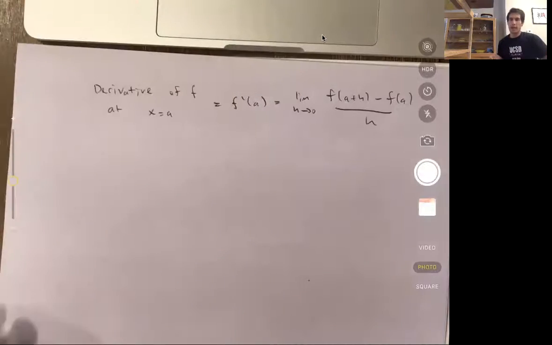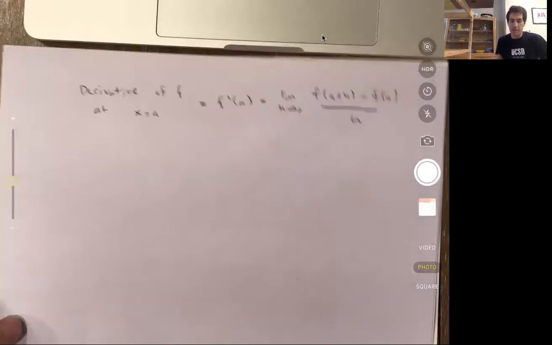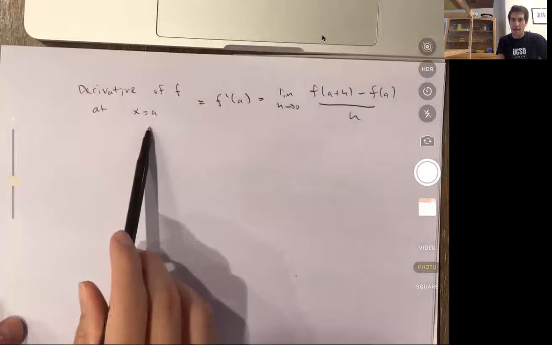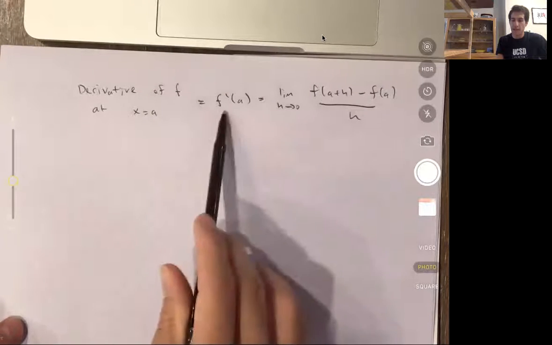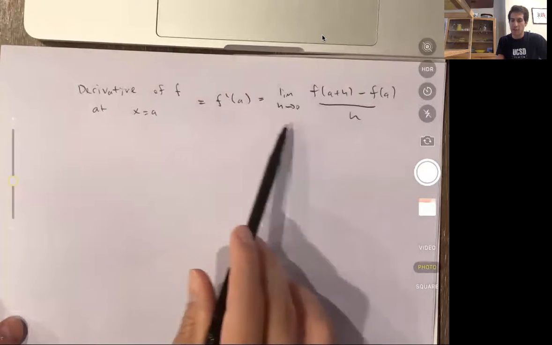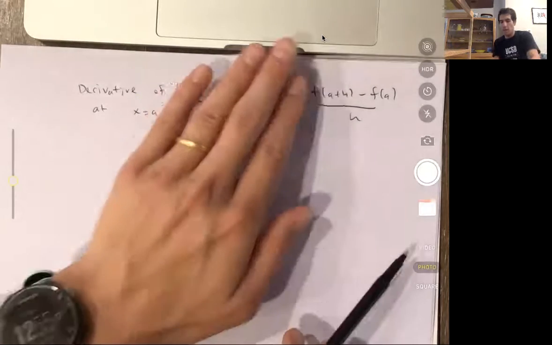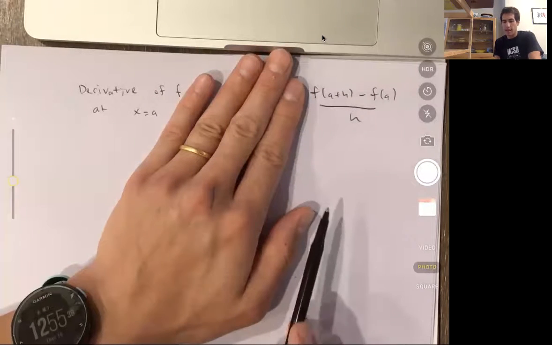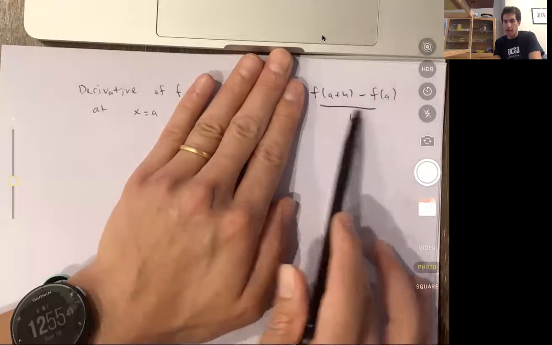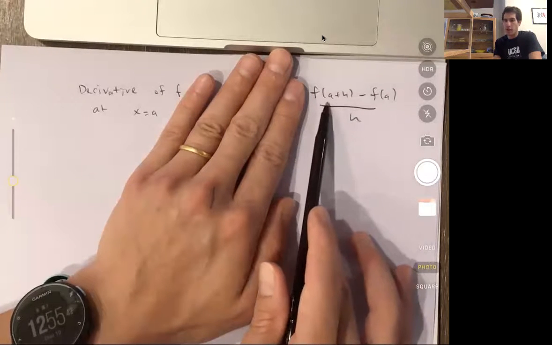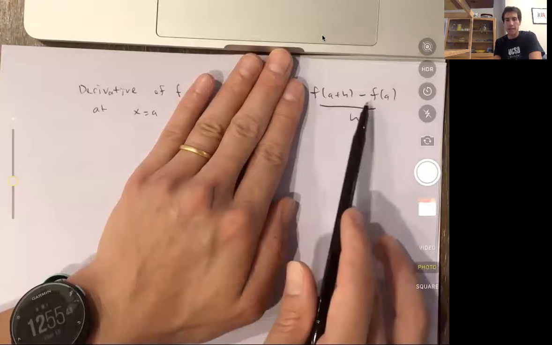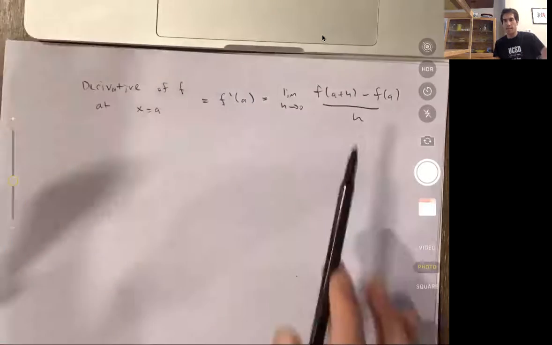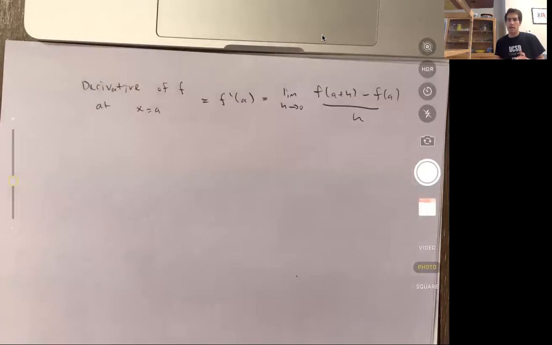Okay, so in the last video, we defined the derivative of a function f at a point A. This is the notation, f prime of A, and we defined it to be the limit, if I take the average change of the function over an interval from A to A plus H, and I take the limit as H goes to 0, then this is called the instantaneous rate of change of the function at A, and we call this the derivative of f at A.